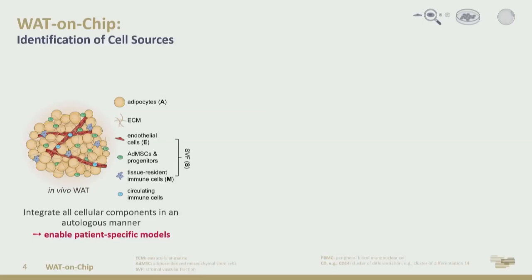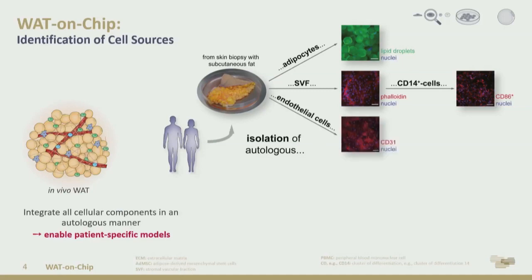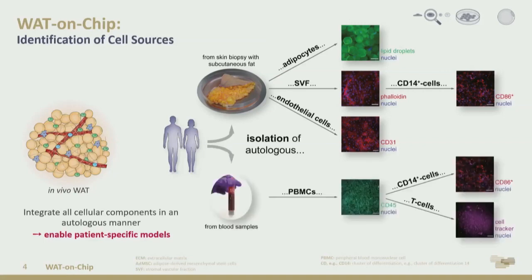And to obtain all of these different cell types and, importantly, to meet their individual requirements concerning in vitro culture, we first had to establish different handling and isolation procedures. In a nutshell, the white adipocytes, stromovascular cells such as tissue-resident immune cells, and endothelial cells were isolated from a skin biopsy with subcutaneous fat. For experiments involving circulating immune cells, we isolated circulating monocytes or T cells from PBMCs, which in turn were isolated from blood samples from the same donors.